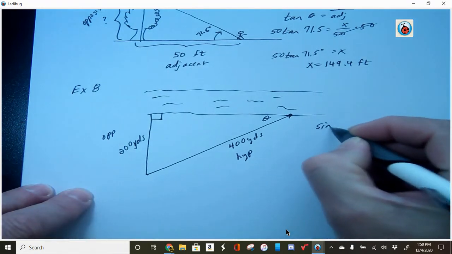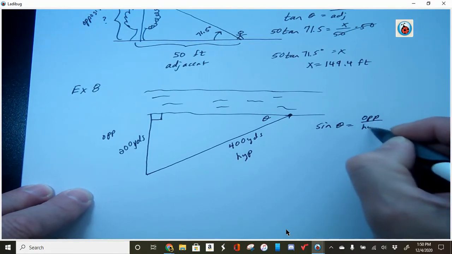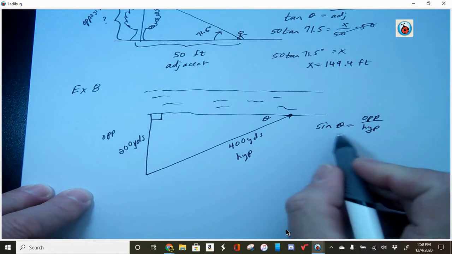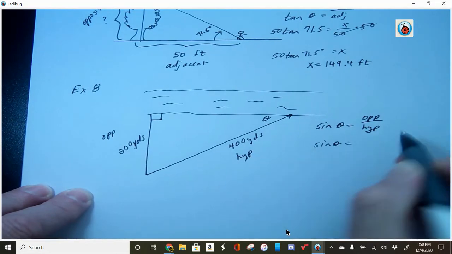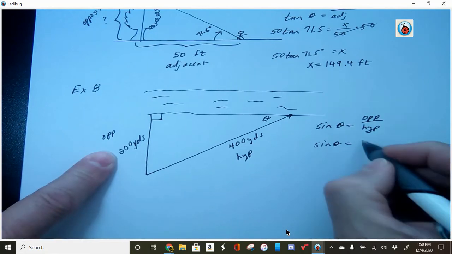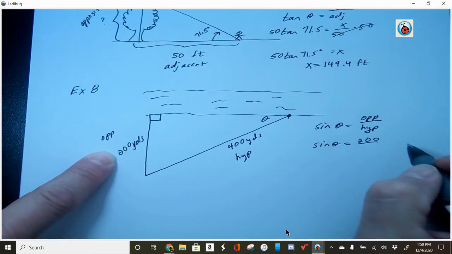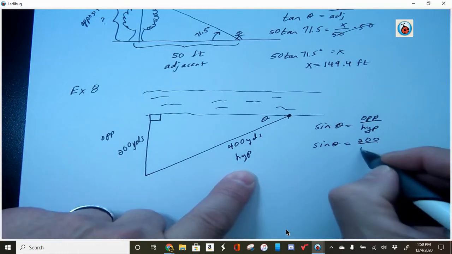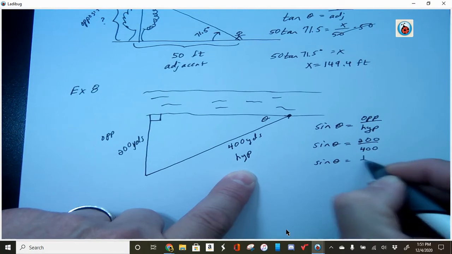Okay, so that's going to be sine is equal to the opposite side over the hypotenuse. This time I do not know the angle measure, so I'll leave the theta symbol in. The opposite side is 200 yards long, and the hypotenuse is 400 yards long. I'm going to go ahead and reduce that because 200 over 400 is equal to 1/2.